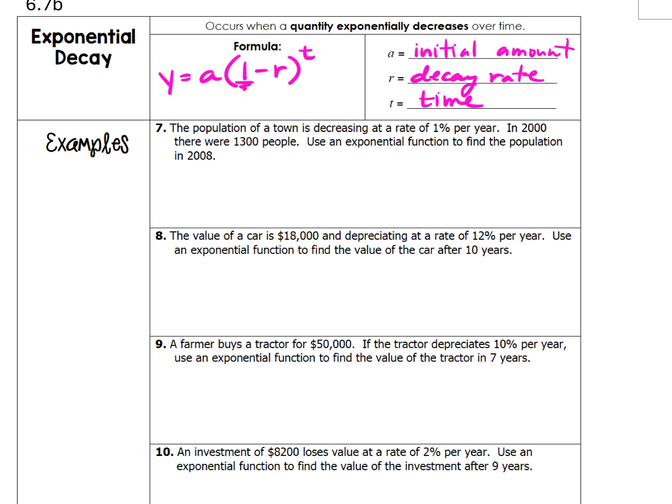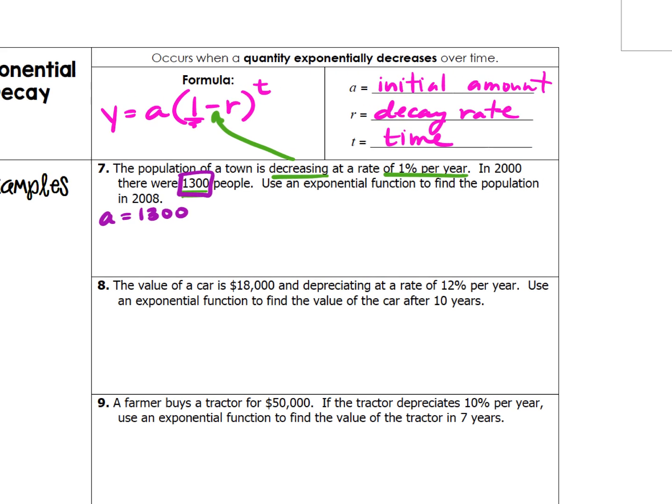It says the population of a town is decreasing. That should be the trigger that says, okay, then I know this is minus. This is gonna be a decay problem. At a rate of 1% per year. It says in 2000, there were 1,300 people. In 2008, what would the population be? Okay, now this one has a little extra step to it. What is your initial amount? 1,300 people, right? And it's the population that we're talking about. So your starting population was 1,300.